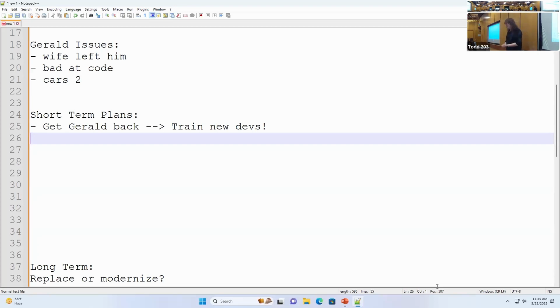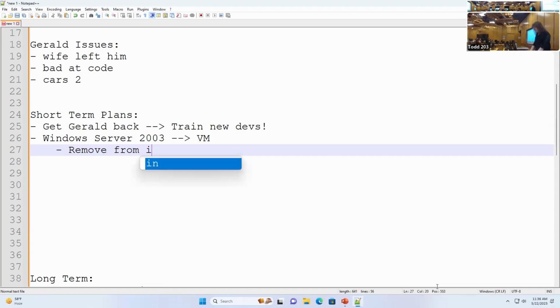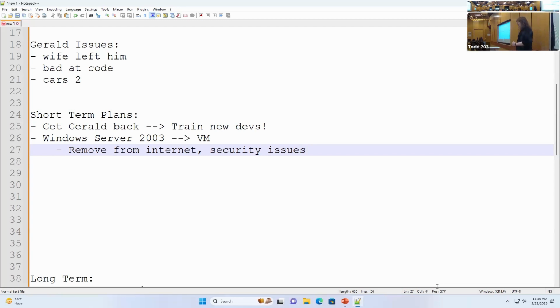Get that Windows Server 2003 system onto a virtual machine and as far away from any possibility of being connected to the internet as possible, so that we don't have to deal with any sort of security issues in the short term. In the long term, we'd like to replace that, but short term, we're trying to avoid getting ransomware. Yeah, no, this is an excellent one.